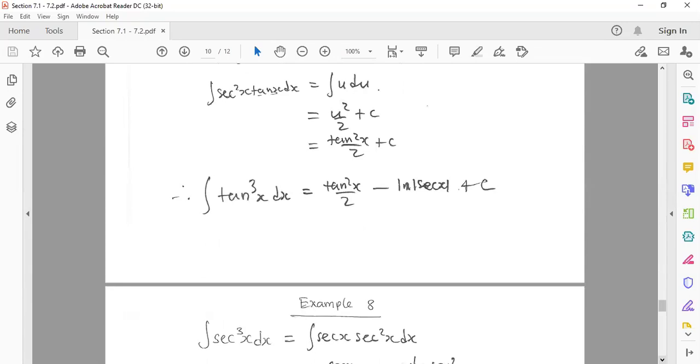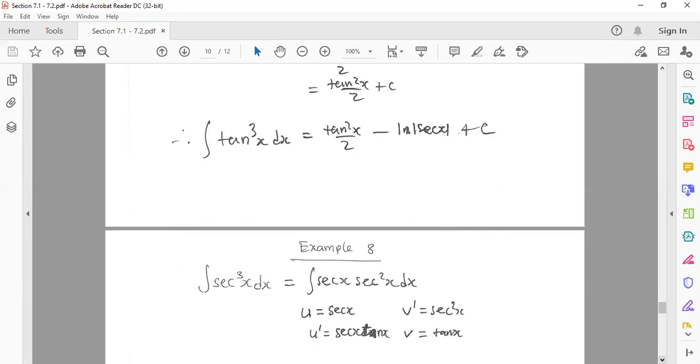Example 8 is sec cube. All right, the power of sec this time is odd. Like the previous example, just write this as sec times sec squared. And then you ask, what can I do with a sec squared? You think of an identity. We know that there's an identity that says 1 plus tan squared is sec squared. So in the place of sec squared, you can use that identity.